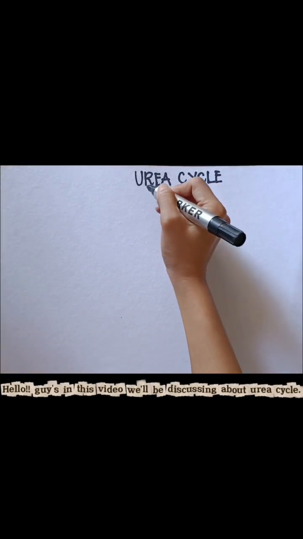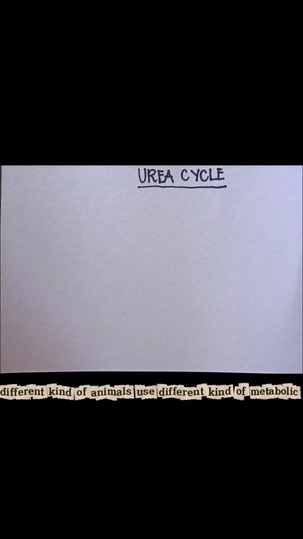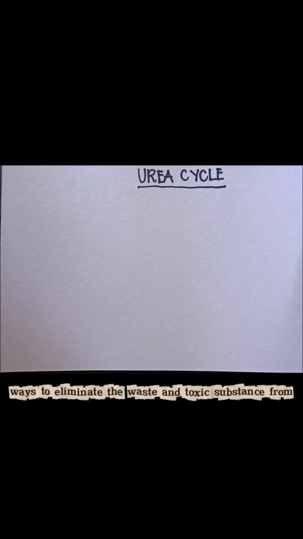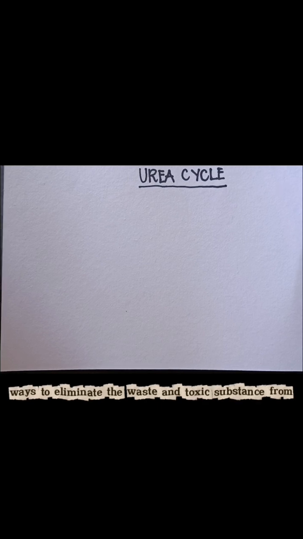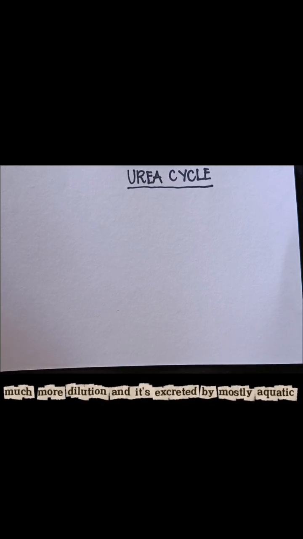Hello guys, in this video, we'll be discussing the urea cycle, the biochemical process in which urea is produced from ammonia and other compounds. We know that different kinds of animals use different kinds of metabolic waste to eliminate waste and toxic substances from the body, and among them, one is ammonia, which needs to be eliminated. Ammonia, being a toxic substance, needs much more dilution, and it's excreted mostly by aquatic animals.